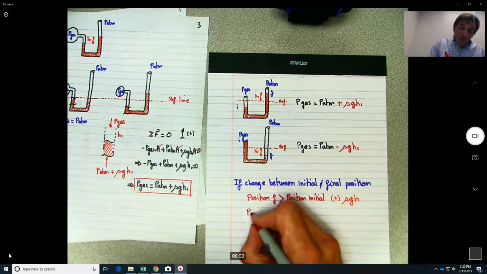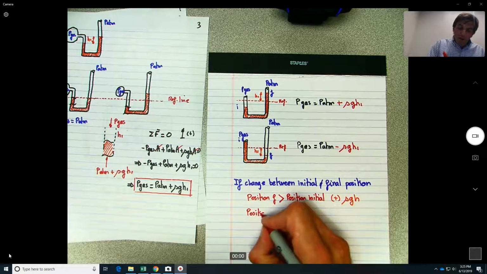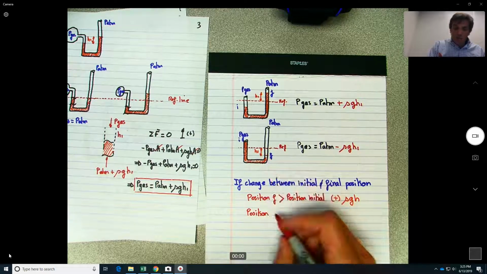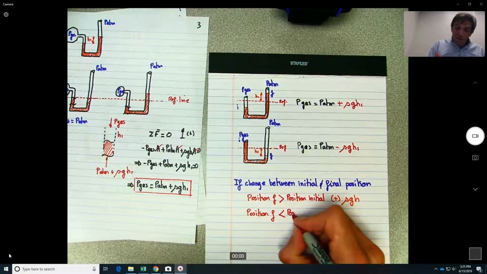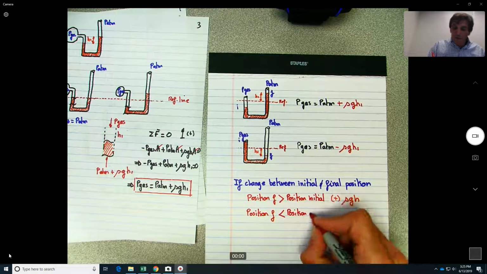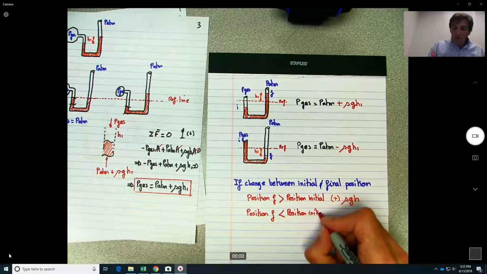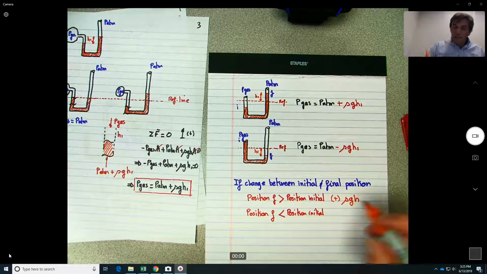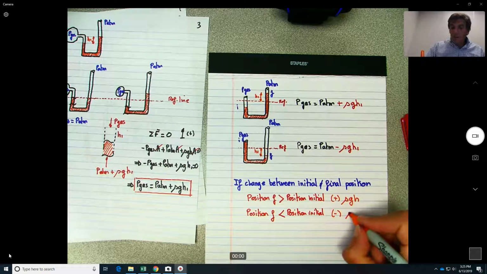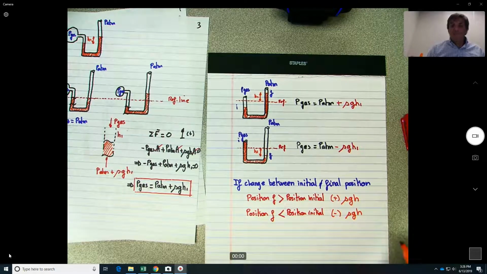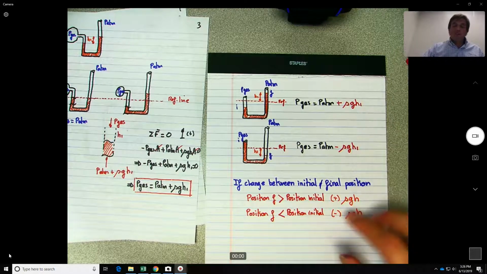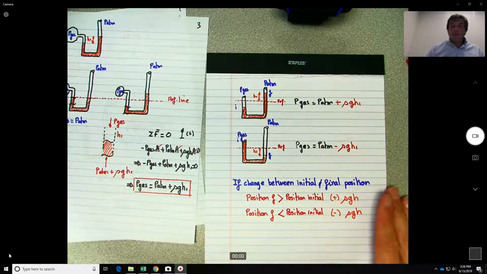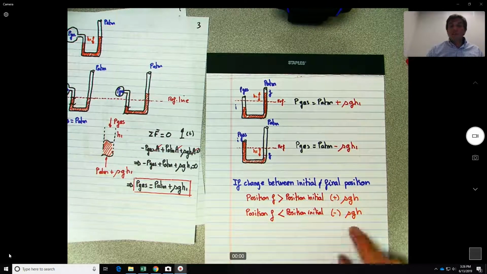If the final position is lower than the initial position, you need to subtract rho g h. Okay? So on the next video, I'm going to do a manometer, but for multiple fluids, in order to test these conclusions that we draw over here.